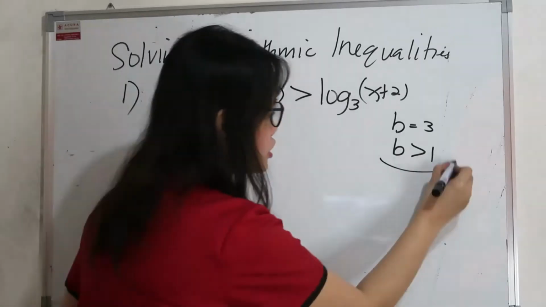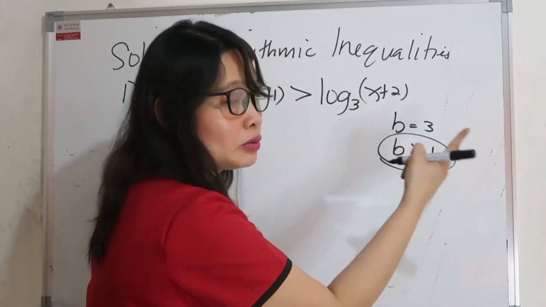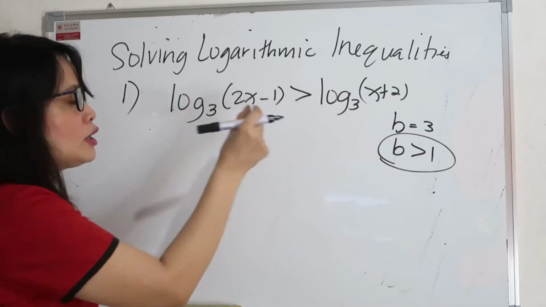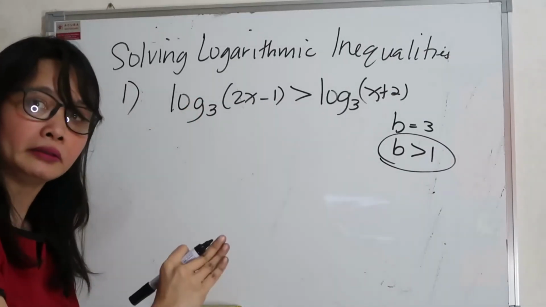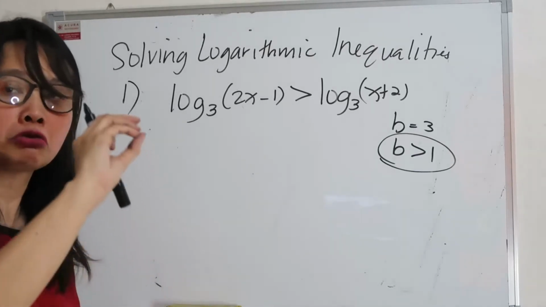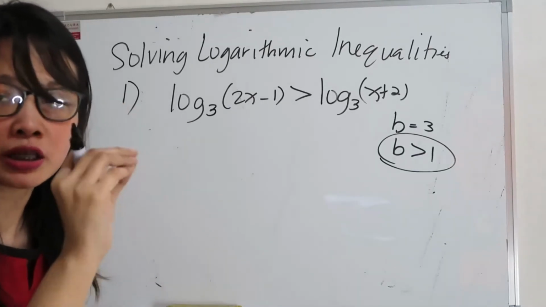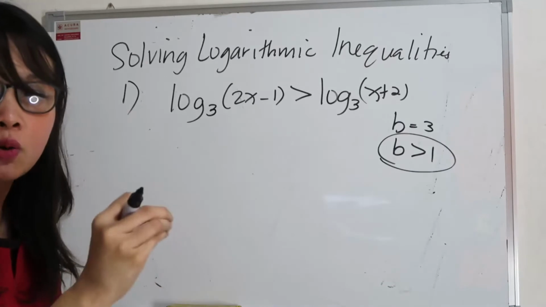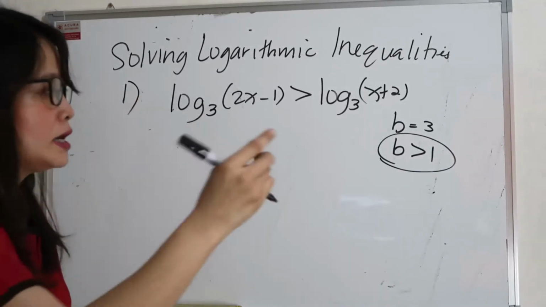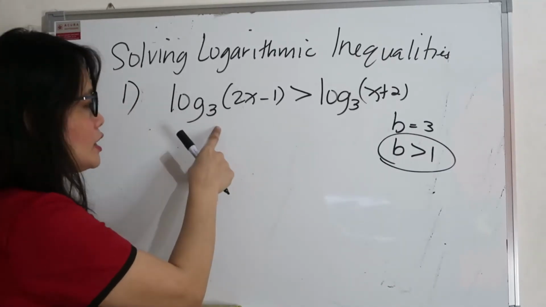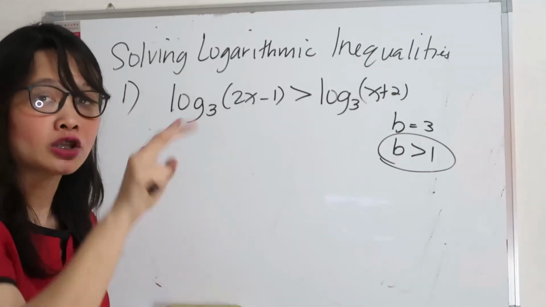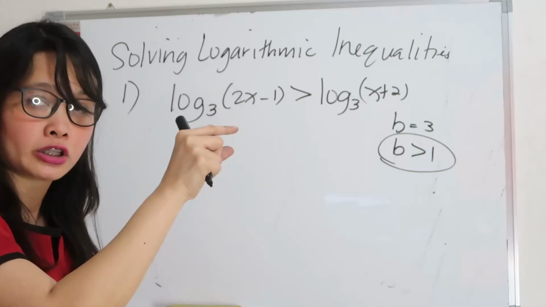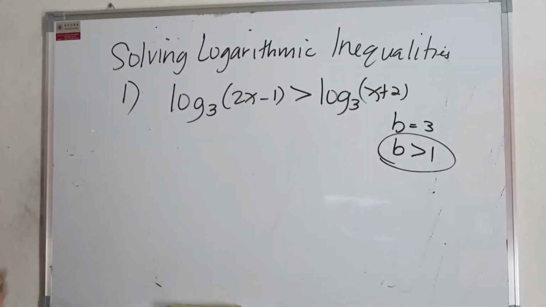If we're using the second condition, which is b is greater than 1, the inequality symbol stays as is. When b is less than 1, you need to switch or reverse the inequality. That's the first condition. But since the given base is greater than 1, the inequality stays as is. So that's the difference between the first condition and the second condition. Okay, so let's proceed now.